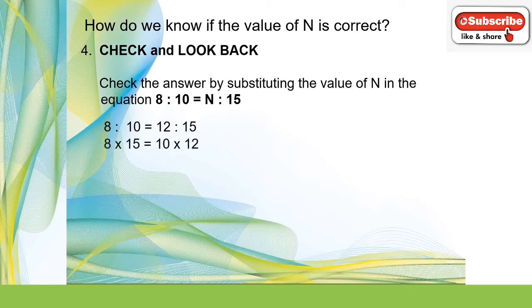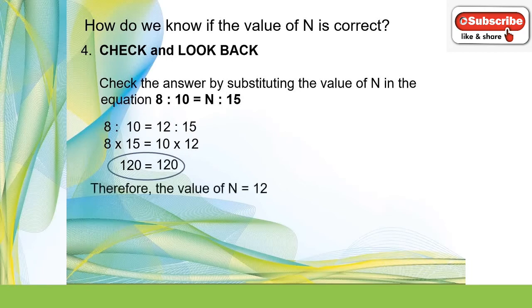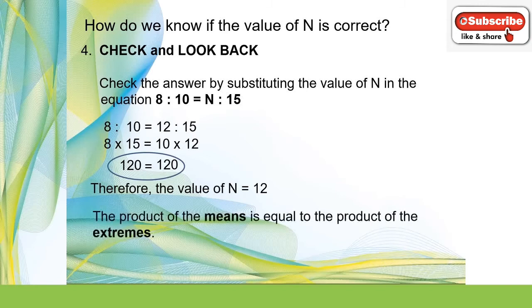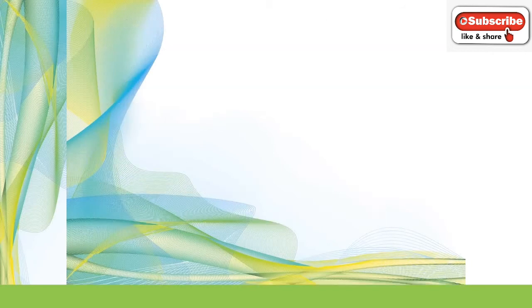Multiplying the extremes and multiplying the means, we have 8 times 15, then 10 times 12. 8 times 15 equals 120, 10 times 12 equals 120. The product is the same, 120. Therefore, the value of n, which is 12, is correct. So the product of the means is equal to the product of the extremes.